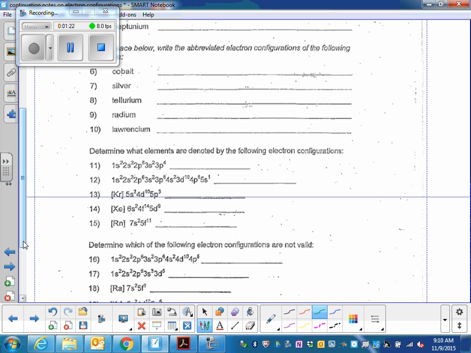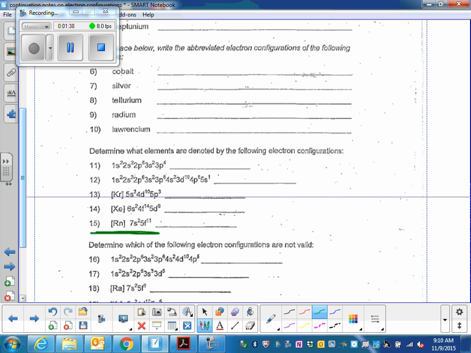All right, next class there's going to be a quiz on this: writing electron configuration, drawing orbital diagram, finding the mistakes. There'll be a quiz on all this next class. All right? Let's look at this electron configuration.